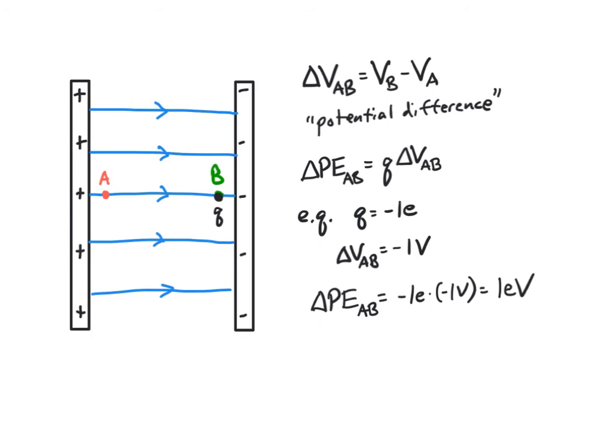So let's do this again, but this time let's talk about the change in potential energy of our system as our electron goes from B to A.